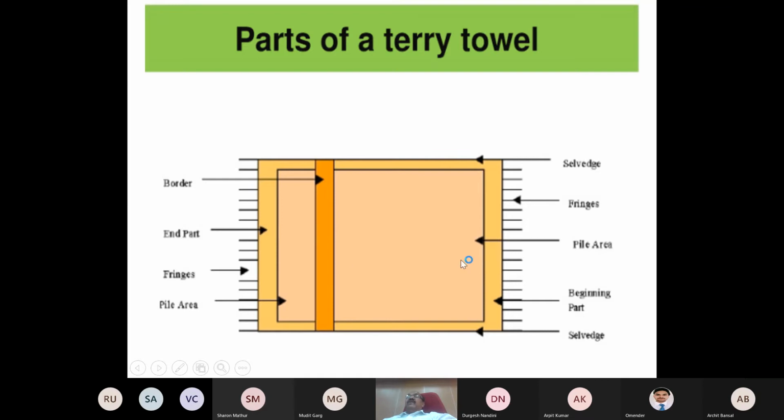During weaving, we decide what will be the length of each towel. So after that length interval, there is a gap where there will be no insertion of weft yarn. So it will be cut here, then you will get a fringe.